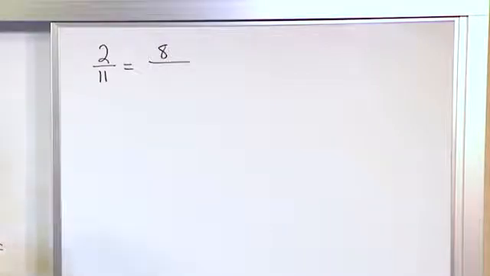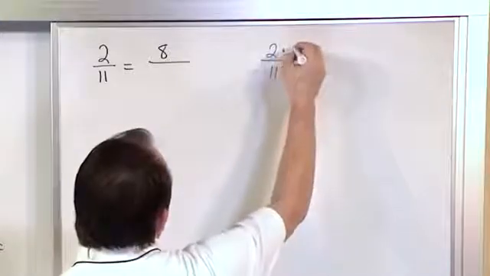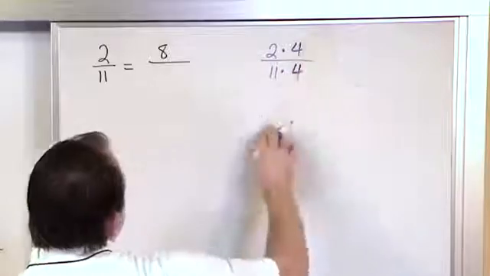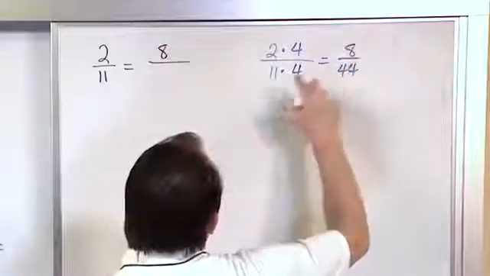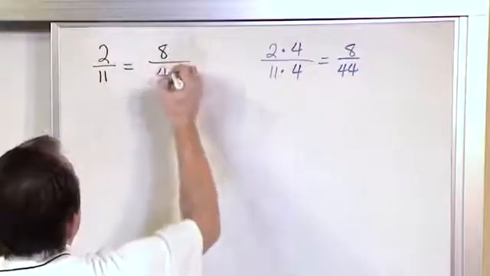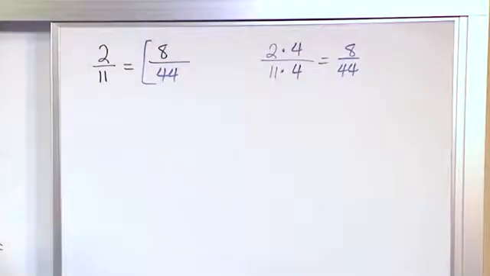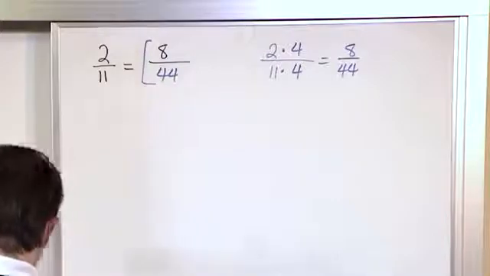So if I go and rewrite all this again, I'll have 2/11. I'm going to have to multiply by 4 on the top. That's going to give me 8. So then I'll also have to multiply by 4 on the bottom. So I'll have 8/44. 11 times 4 is 44. So this has to be 8/44. That is the final answer. And once you get the hang of this, it's really not that hard. You just have to get a little practice with it.